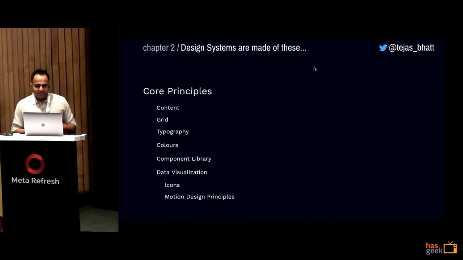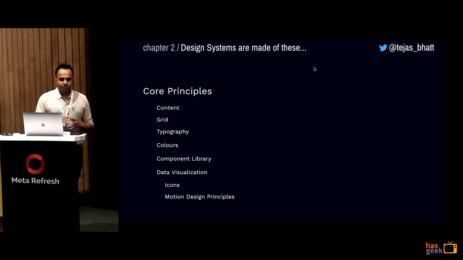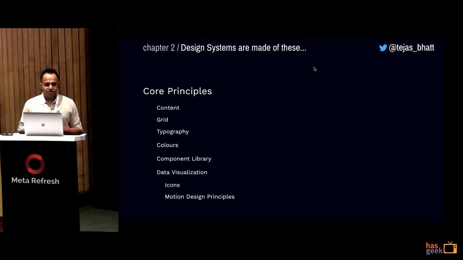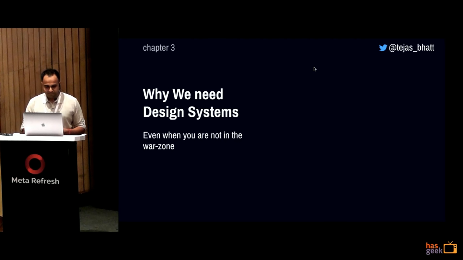So, to summarize, your design system is made of the core principles of your product, the content, strategy, grid, typography, colors, the component library. If your product uses a lot of data visualizations, you can define those in the system. Icons, you can define your iconography. You have motion design, you can define principles for those as well.